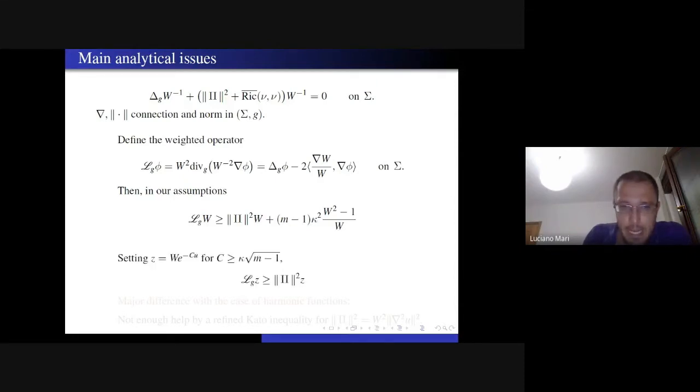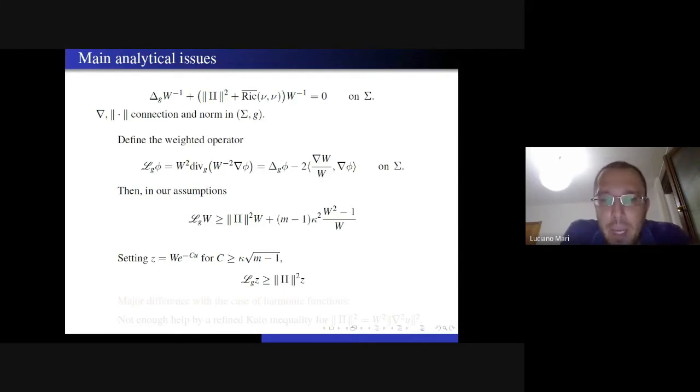Okay, and if we want to estimate in L infinity w e to the -cu, where c is actually equal to that constant, but the following computation works for every c bigger or equal than k square root of m-1. And z satisfies this nice weighted operator on the graph, bigger or equal than the square of the second fundamental form times z. So I'm sorry, the Jacobi equation, I just comment on it.